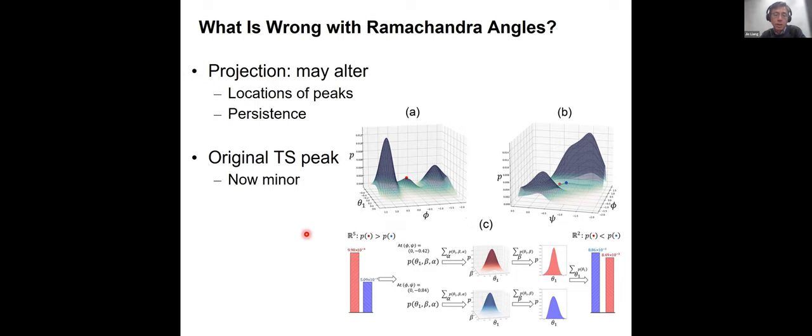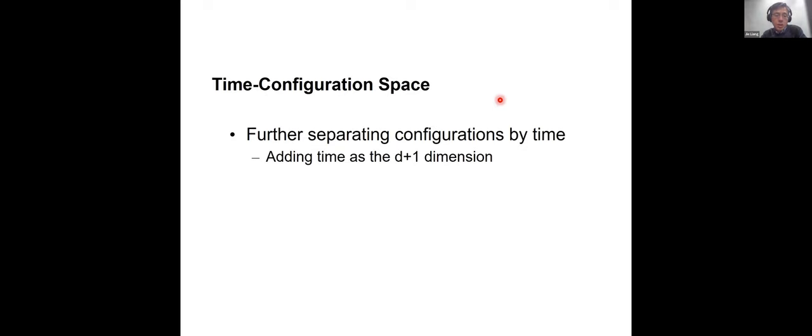If you do projections to the Ramachandran angles, you essentially distort the landscape, and the original peak becomes a shoulder somewhere else. So you completely miss this. So this is good. The next thing we decided to do is to further separate the configurations explicitly by time. Basically, we add another dimension, and we add time as the D plus one dimension.